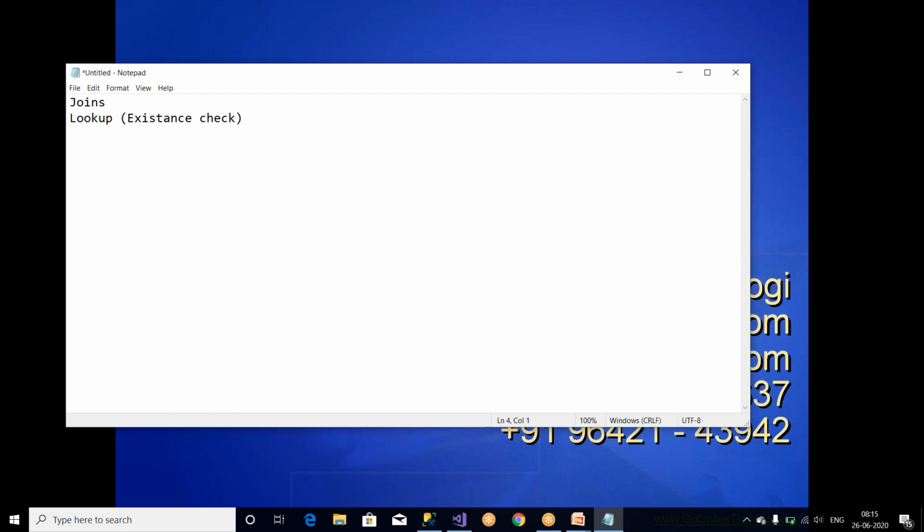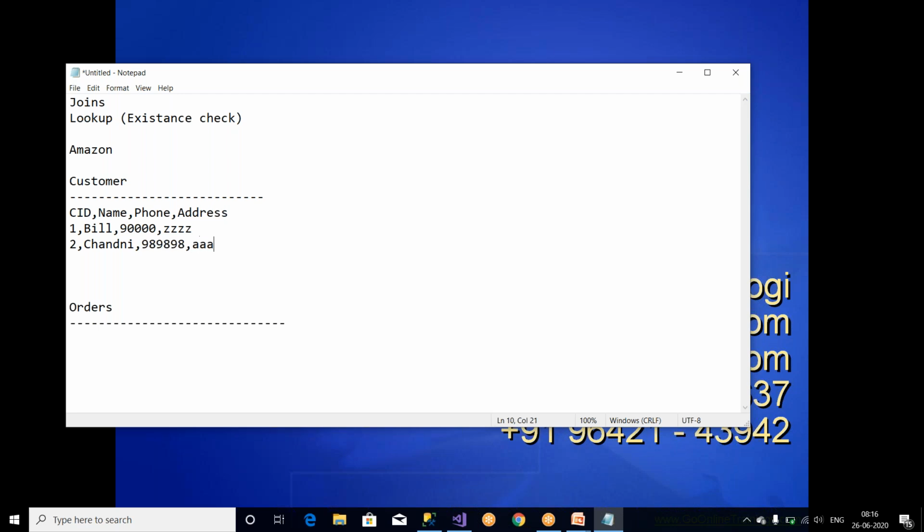So for example, yesterday I had given you one example. We have a customer table and we have one orders table, right? Let us talk about Amazon.com. In Amazon.com, you are going to be registering yourself. Your customer ID will be there, customer name, phone number, address, and you, Mr. Bill, some phone number and address, from some place. And I have Chandni, some phone number and some address.